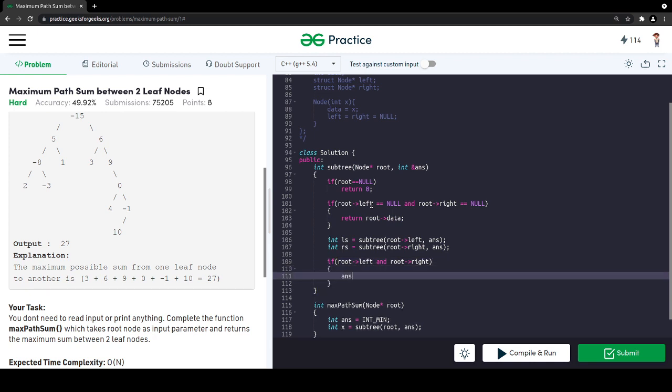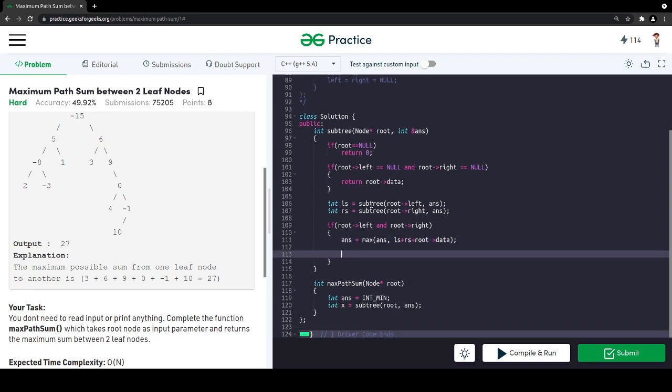so I will keep my answer as it is. Oh, sorry, the maximum I will be taking of ls plus rs plus root data, right? ls plus rs plus root data, and after that, I will also be returning the answer, the maximum of ls comma rs plus root data. Okay, I will be also checking.